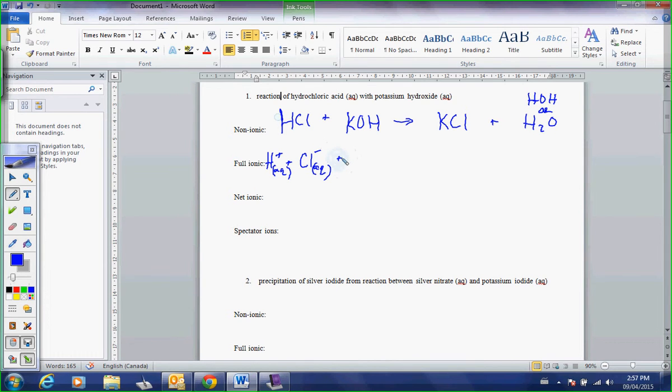How does KOH exist in solution? Zach. K plus and OH minus. Good. Everybody see that? These came from that, these came from that. Everybody okay? All right, so KCl, how does KCl exist in solution?